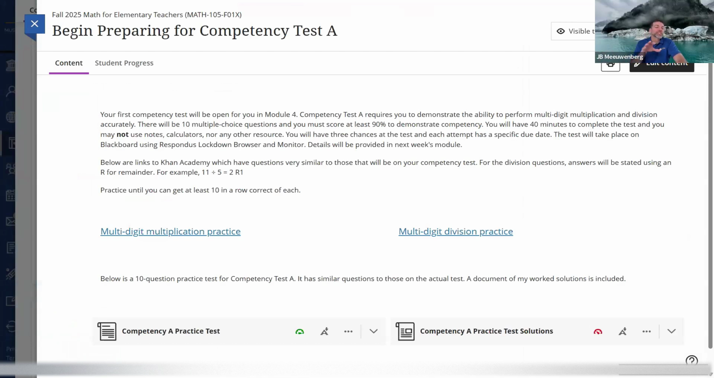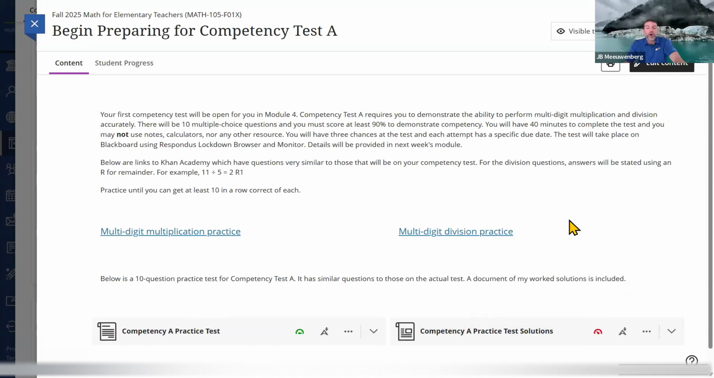We're going to be reviewing some of those concepts in Module 4 next week, and that's when that first competency test will open. It'll be on Thursday, I believe Thursday of that week. To help you start preparing for that now, just to give you a heads up, I've provided the information. I've included a practice test, so you can kind of see what that is going to look like. I've also put in, and I'll do this for all of them moving forward, links to Khan Academy.